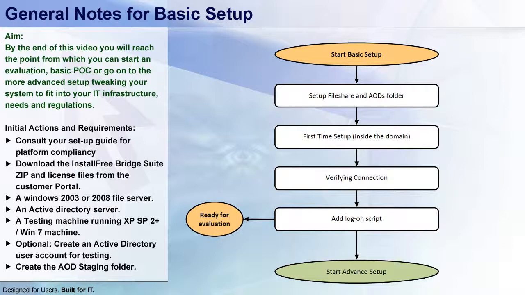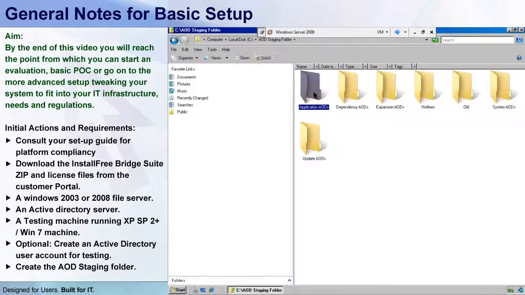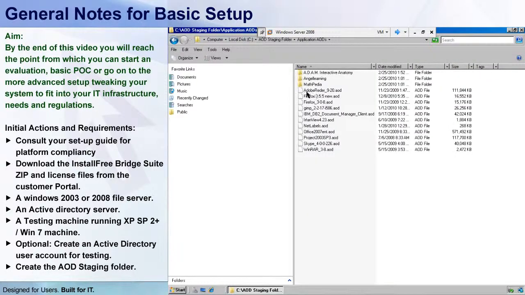You will also need a Windows 2003 or 2008 file server, an Active Directory server, a testing machine running either XP, SP2 or higher, or a Windows 7 machine, and you might also want to create an Active Directory user account for testing. Before you start, you should also create a folder on your file server's C root or a similar location where you store AODs prior to uploading them into the IFMC. And you can see here my own staging folder and how I've organized it into the different types of AODs.